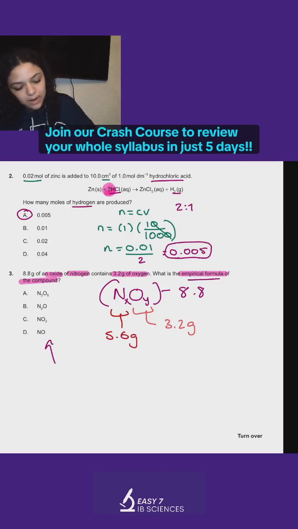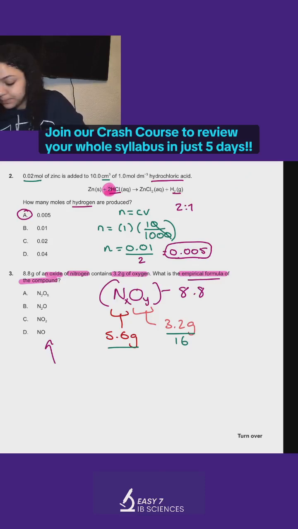Exactly, good job. I find the moles. How do I find the moles? Just by dividing by the molar mass. What's the molar mass of oxygen? I'm going to say 16. What's the molar mass of nitrogen? I'm going to guess 24, 28. I'm trying to make an estimated IB guess.